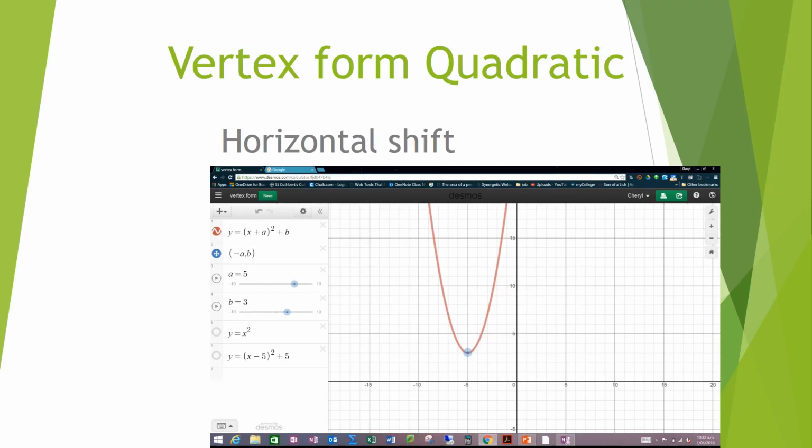Okay, we're going to look at vertex form. Vertex form takes this general look about it, x plus a all squared plus b, and we have to figure out what the a and the b do to the graph. And so we're just going to make sliders for this.